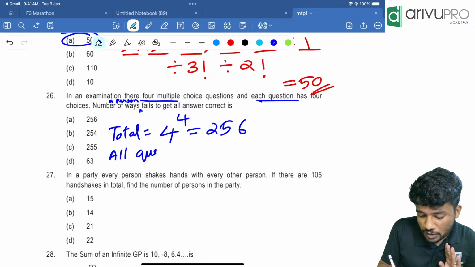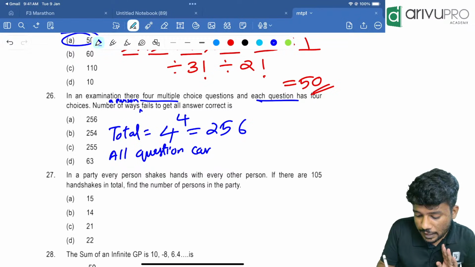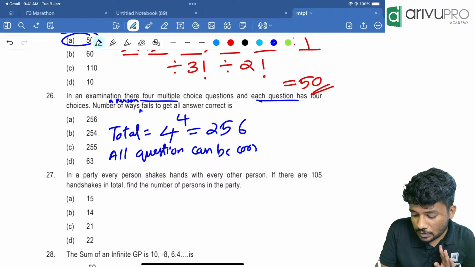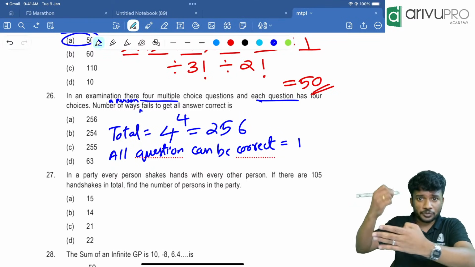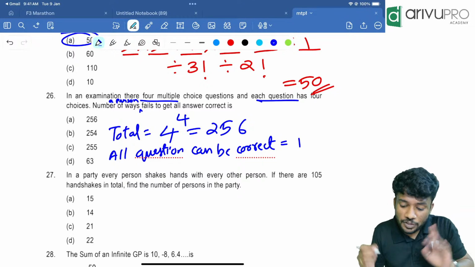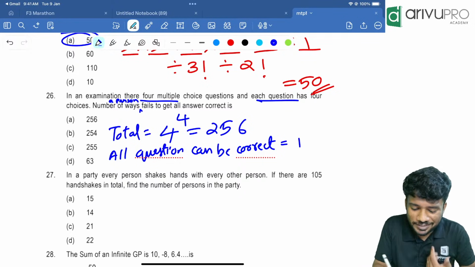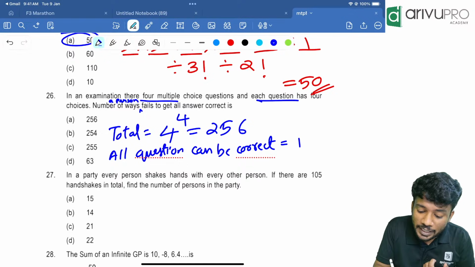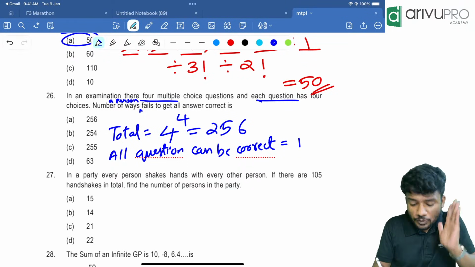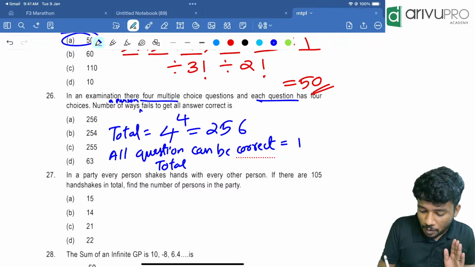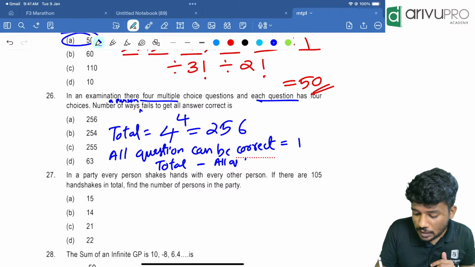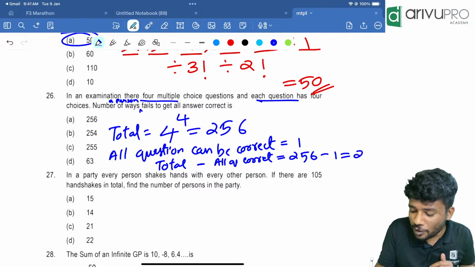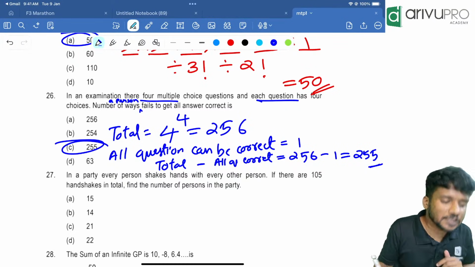Out of this, all the questions can be correct in only one way, right? All questions can be correct in how many ways now? Only one way. That means first question correct, second question correct, third question correct, fourth question correct. Now, what is the question? Number of ways fails to get all answers correct. Fails to get means what? Total minus all questions correct. That is nothing but 256 minus 1, which is equal to 255. Option C is your answer.